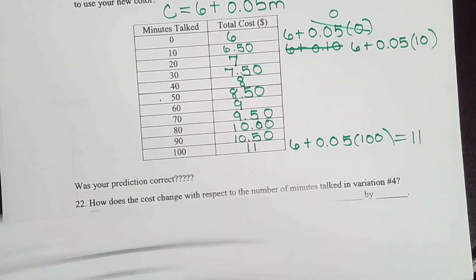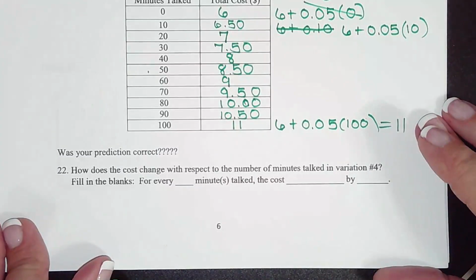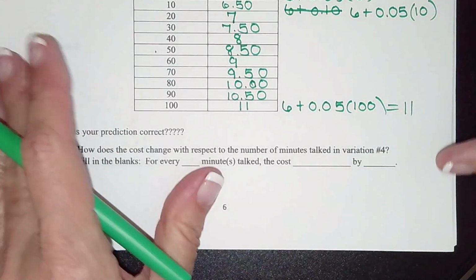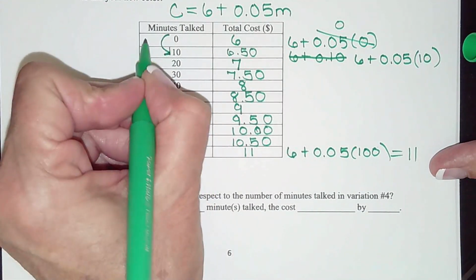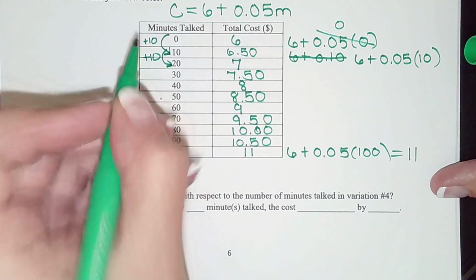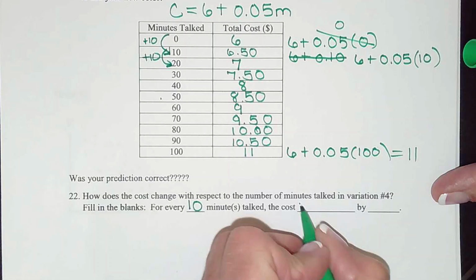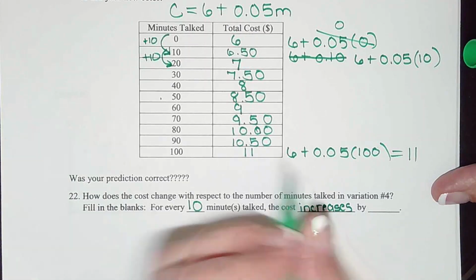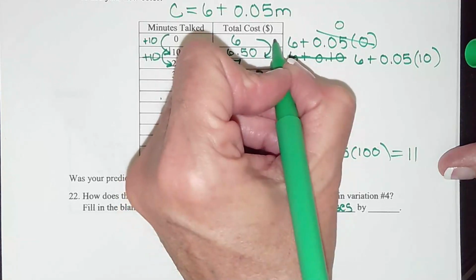Okay, so let's see if we have everything. Ooh, one more question. Dang, they're just not going to let us go, are they? How does the cost change? So when we look at the table, add 10, add 10. So every 10 minutes talked, the cost is still going up. Obviously, it's not going to go down. Increases, and this time it increases only by 50 cents.